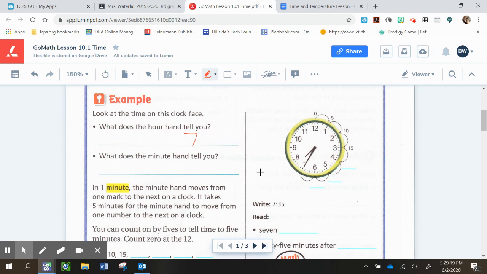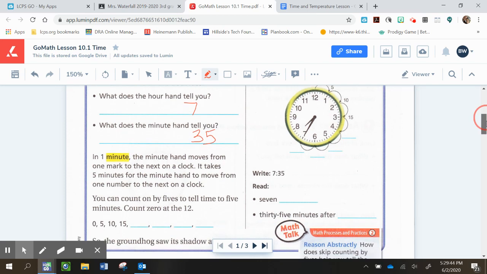So in order to find the minutes, we can count by 5s around the clock, which has already started for us. So 5, 10, 15, this is going to be 20, 25, 30, 35. So the minute hand tells us it is at 35 minutes, okay? So we are correct. It says right, 7:35.